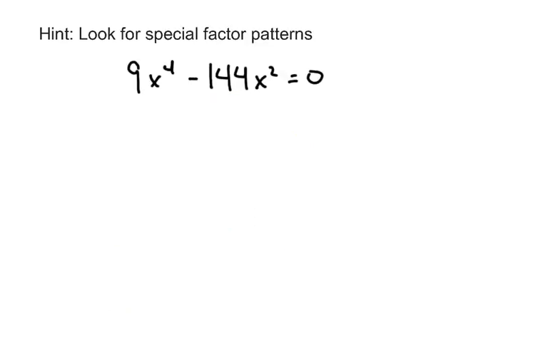We can also look for special factor patterns. Even though we have an x to the fourth and x squared in there, first I'd notice both of those terms have x's in them, and they both have 9's. So we could take out a 9x squared. Doing that leaves us with x squared minus 16.